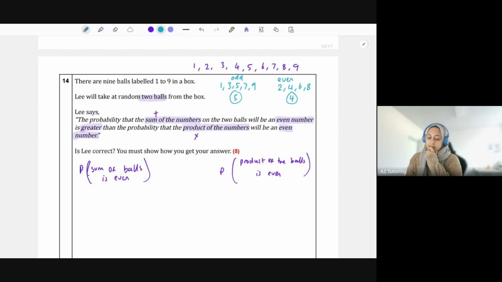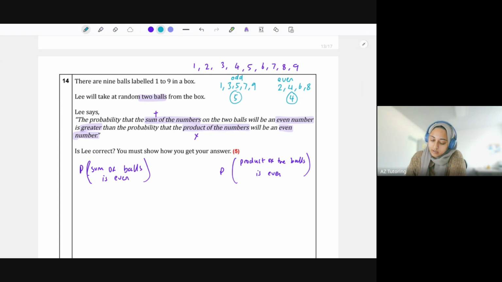Now, if I add these two balls together, if I do odd add even, I would always recommend just trying a few different things and seeing what happens. For example, 1 add 2 gives me 3. So odd and even gives me odd. Okay, let's start off with the product one first. That might be a bit easier too. I feel like there are a lot of different case scenarios with the sum one. So let's start off with the product one first.